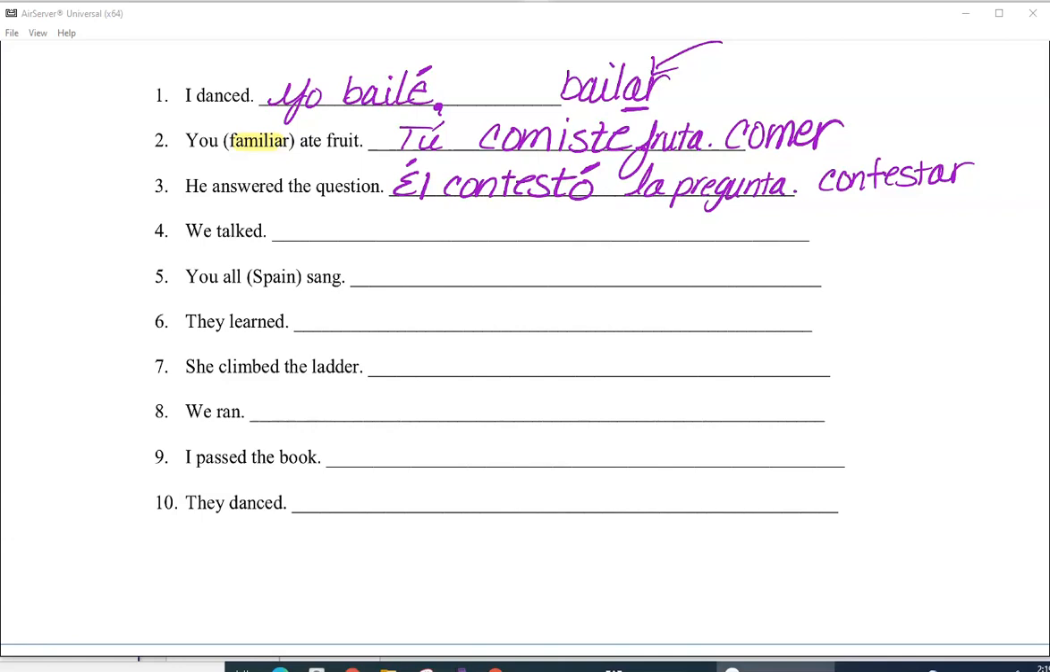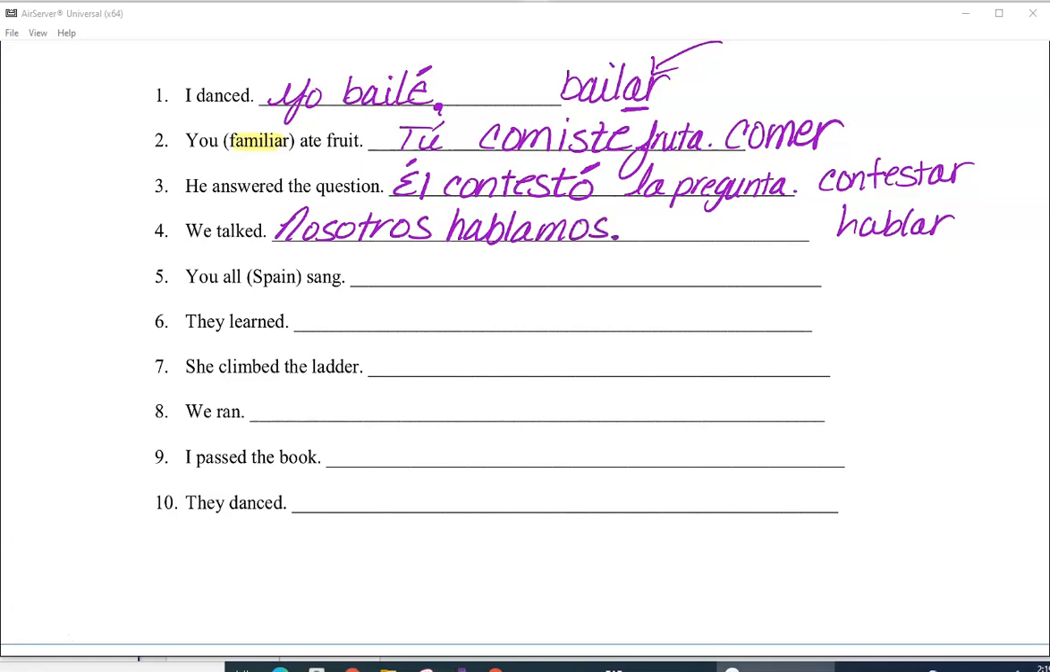All right, our next one is we talked. So we're hopping over to the plural side. It does not specify if the we is masculine or feminine, so either would be right, but we're just going to go ahead and use nosotros. Nosotros, and then we know that hablar is our infinitive. Step 1, start with the infinitive. Step 2, drop the ending, so we're left with habl. And this is the one that's going to be the same. We talk or we talked. So we'd have to look at context clues because we're going to end with nosotros hablamos.